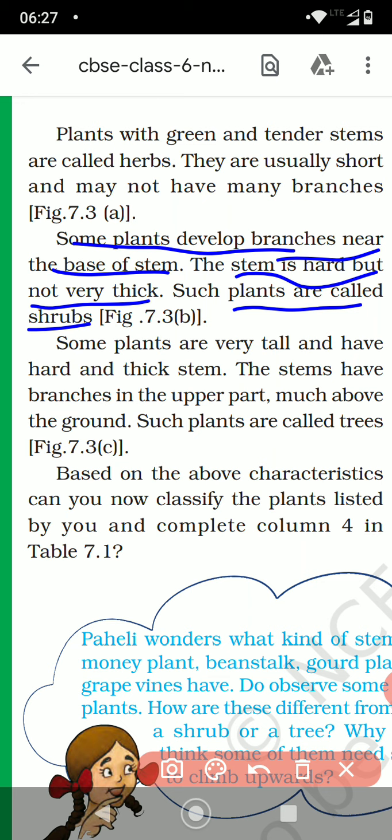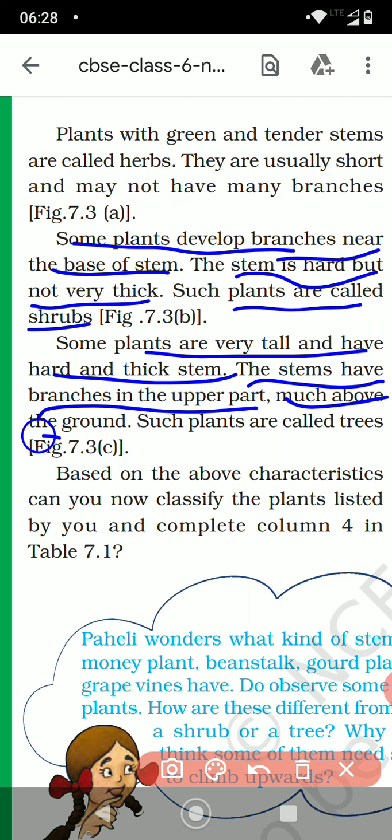And some plants are very tall and have hard and thick stems. The stems have branches in the upper part, much above the ground. This is the main difference. That is why you are able to see the tree trunk. Okay, such plants are called trees.